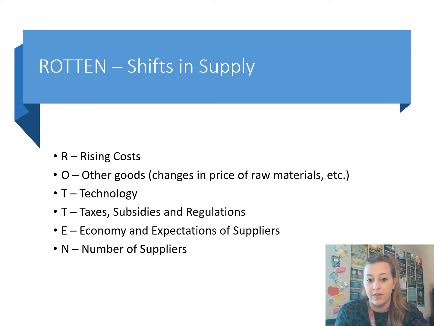For E, we have the economy. We talked about the global economy as well as the expectations of suppliers in regards to future price. And then additionally, we talked about the number of suppliers and the impact that that can have on supply. So the more suppliers, the more supply; the fewer suppliers, the less supply.